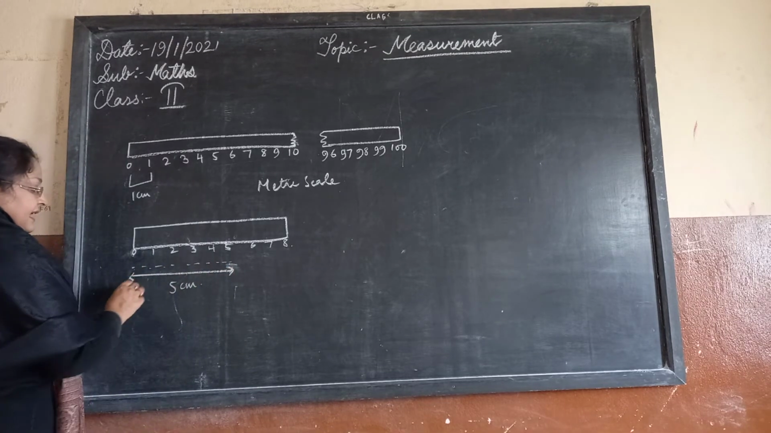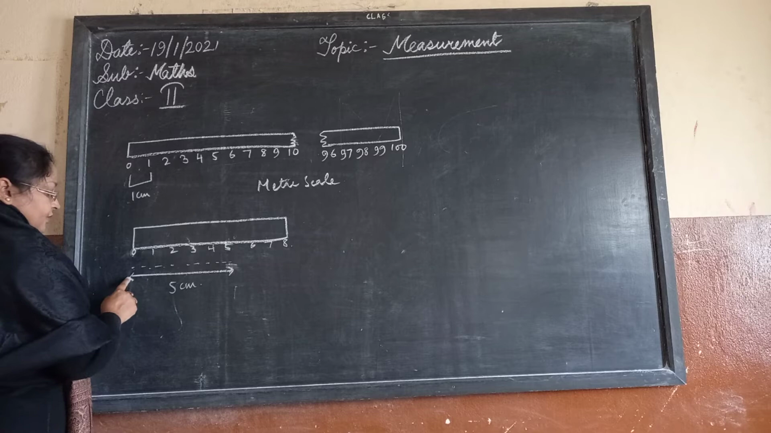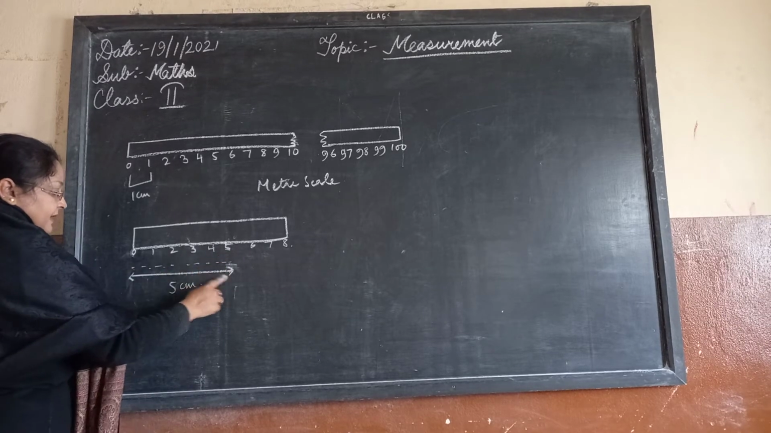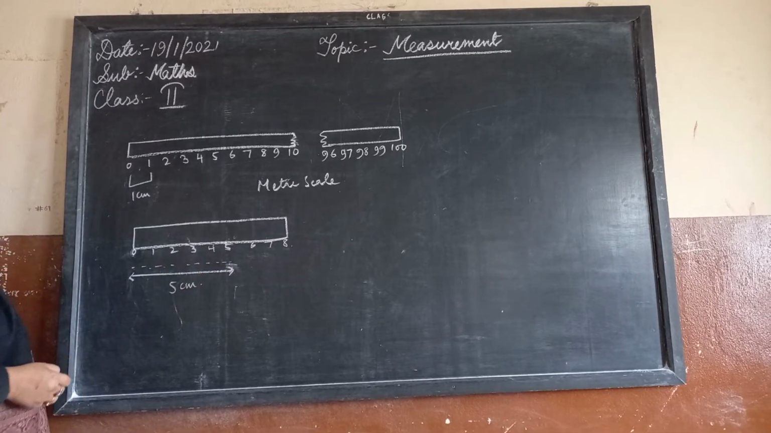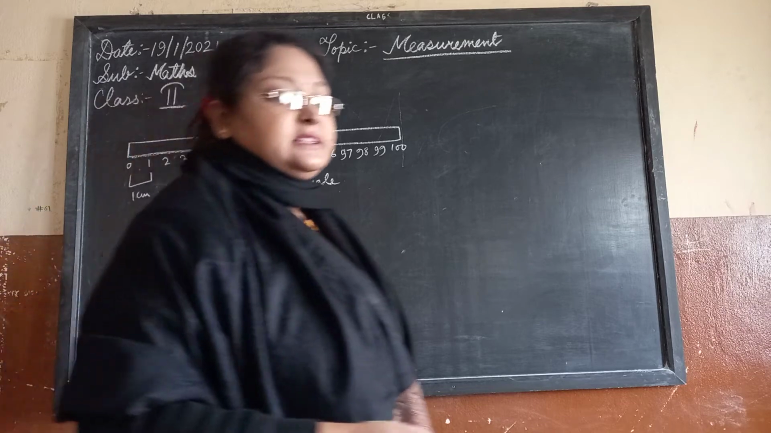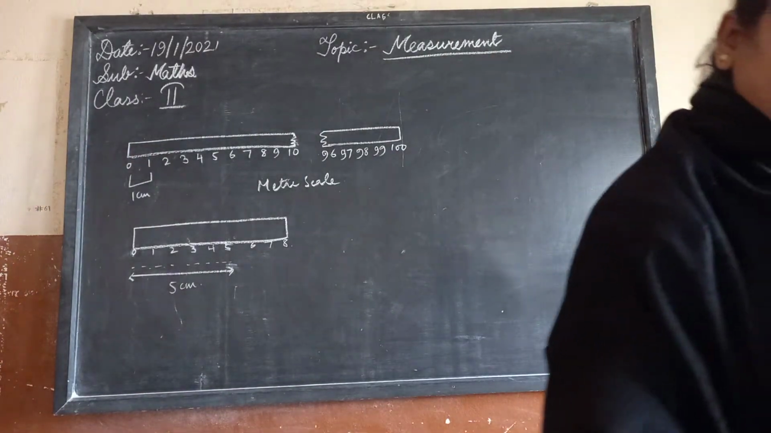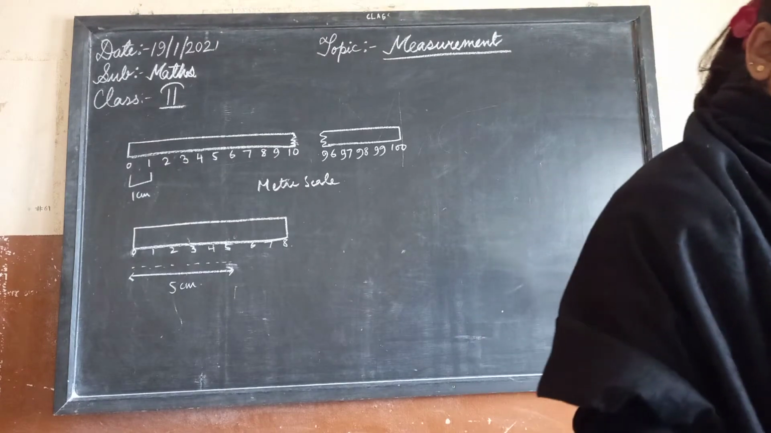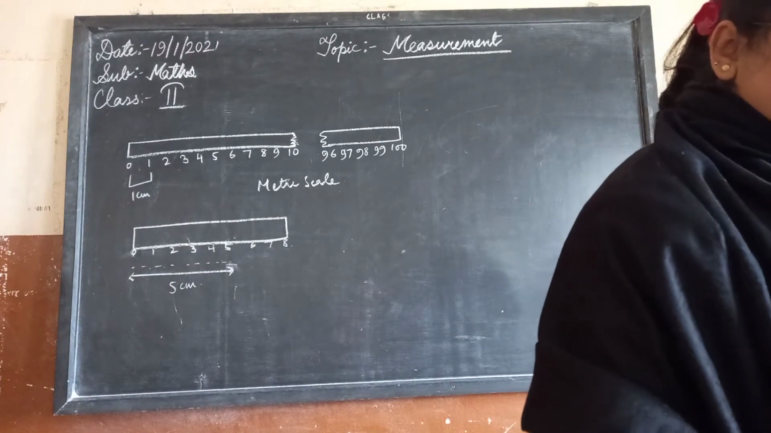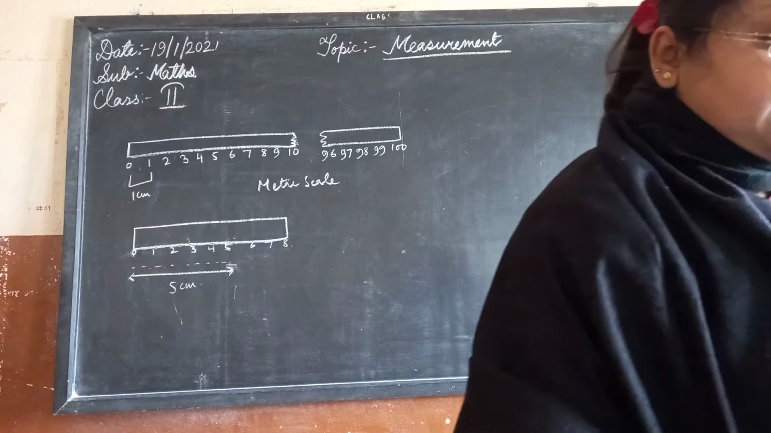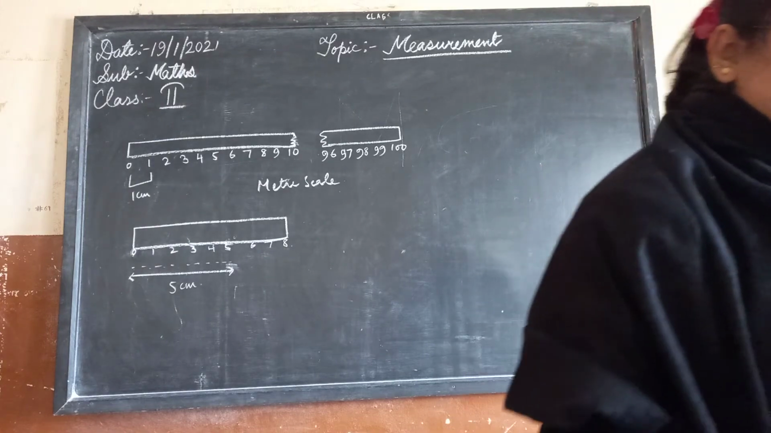If this is the line, you have to make a 5 centimeter line from here, 0 to 5. It is of 5 centimeter length, with the help of pencil. But if you need to measure the cloth, you have to use the meter scale. Then if you are measuring the length of this classroom, you also need the meter scale.